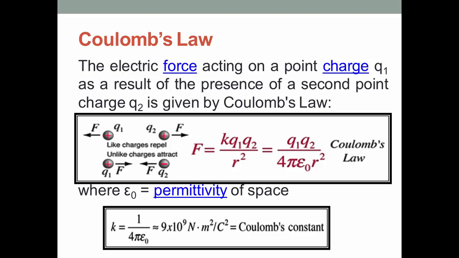where k is equal to 1 over 4 pi epsilon naught, where epsilon naught is the permittivity of free space. The value of k is approximately 9 times 10 to the power 9 Newton meter squared per Coulomb squared. This is also called Coulomb's constant. We will explain the Coulomb constant later.